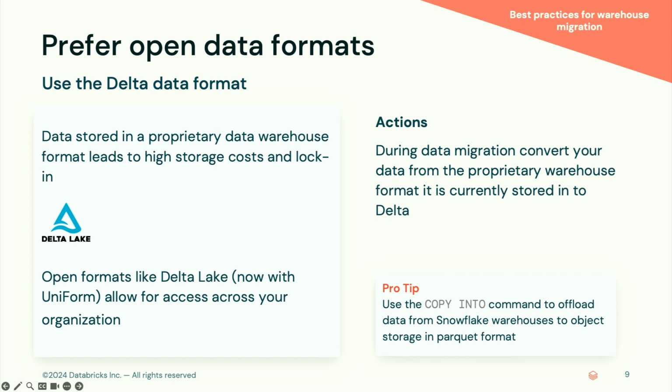Python has a native Delta reader. Now, to get your data into these open formats, we recommend using Snowflake's COPY INTO procedure to then get that data into Parquet, and you can do an in-place conversion to Delta. Pretty simple.